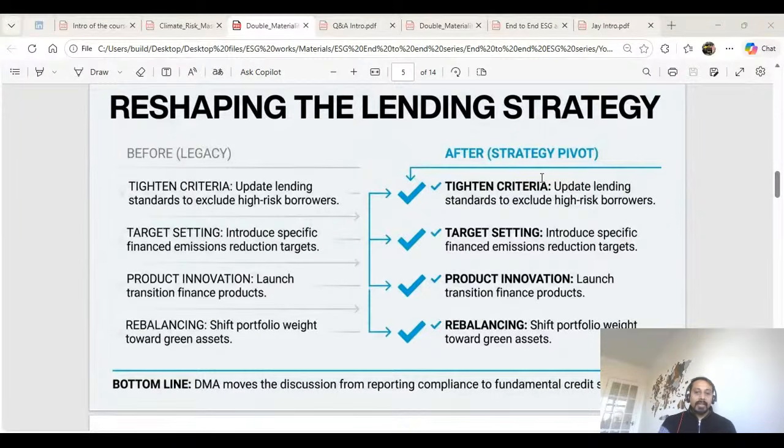So both climate and human rights land in the double materiality zone, and the bank has to tighten the lending criteria and introduce financed emission targets and other things that I mentioned for the various transition finance products. So DMA directly reshapes lending strategy, not just a reporting part.